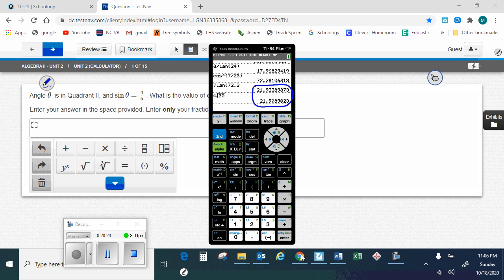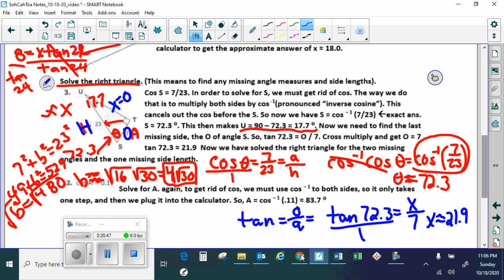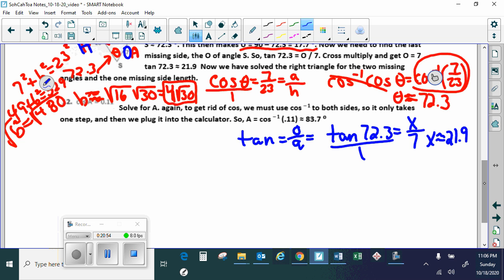So the 4 root 30 was the exact answer. The 7 tangent 72.3. Remember that 72.3 was a rounded answer. If it would have kept it out to the thousandth spot instead of the tenth spot, it would have been even closer to 21.9 than the 21.933 is right now. But now you can see that you can use a calculator and SohCahToa to get side lengths if you're given an angle measure and one of the sides. If you're given two of the sides, I can use Pythagorean theorem as I did right here. Okay.